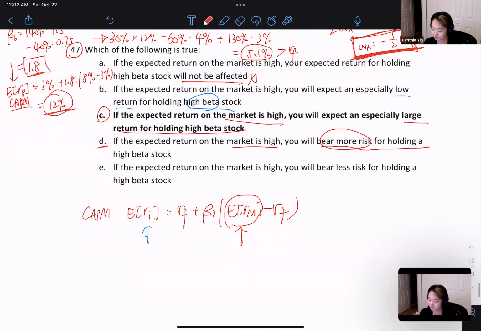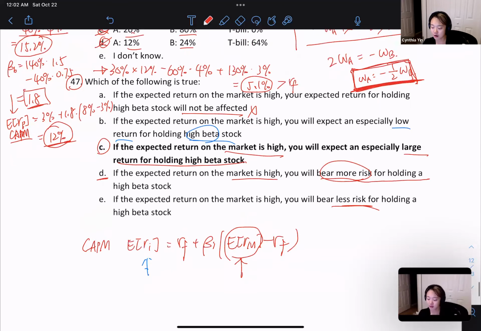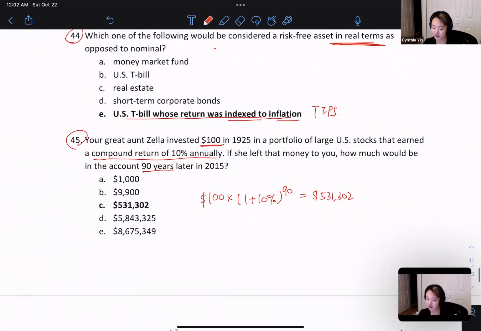And E, if the expected market return is high, you bear less risk. It's the same logic. Higher expected market return has nothing to do with your risk level. Risk is only related to beta. Okay, that's all I have for today. Any other questions?